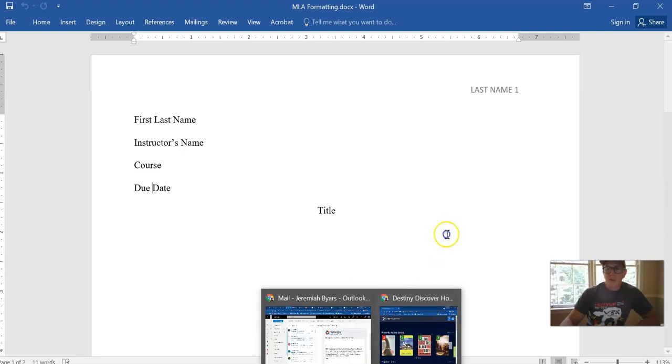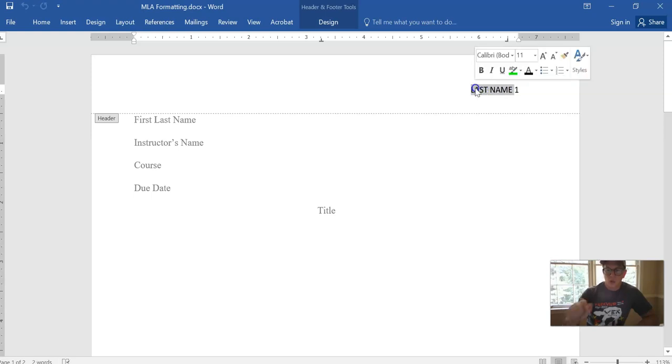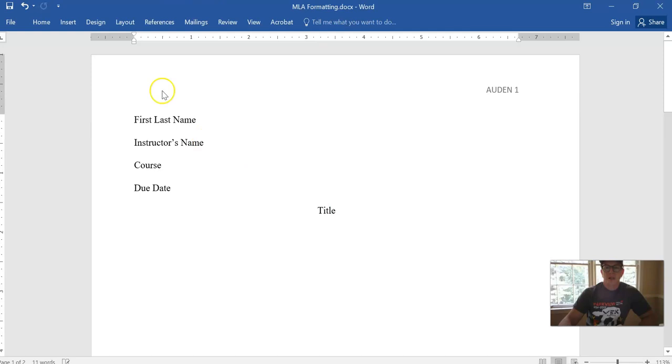All right. You'll download this document, and you will double click into the last name, and you'll put your last name. Okay. I'm gonna put my last name as if my last name is Auden. And then you are going to put your name again here. So let's say I'm Thomas Auden. There we go. You put the instructor's name, which is my name, Mr. Byers. And then you put the course that you're in, which is English 1101.